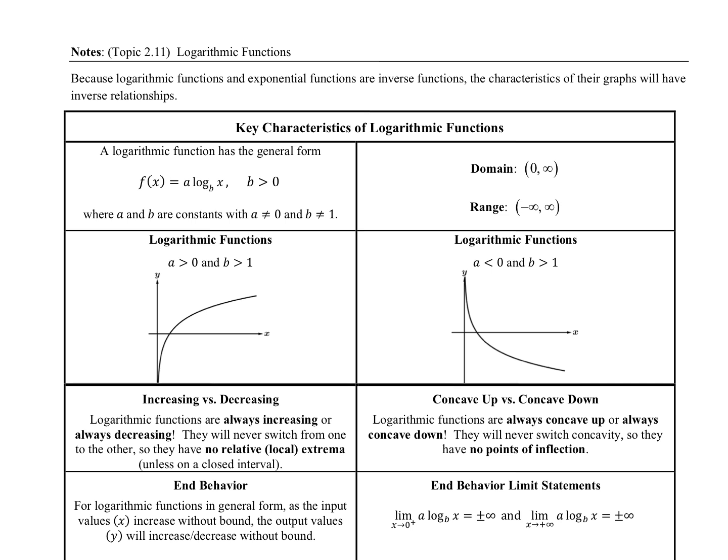A logarithmic function has the general form f of x equals a log base b of x, where b is greater than 0, and a and b are constants with a not equal to 0 and b not equal to 1. I'm going to refer to a as the constant multiple, and b as the base of the logarithm. The base is always going to be greater than 0 in our cases, and a is going to be the coefficient of our logarithm.